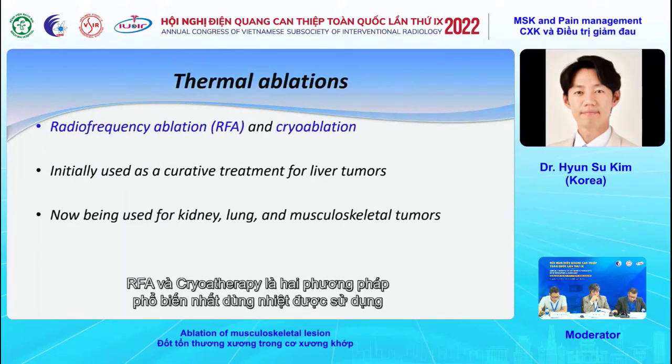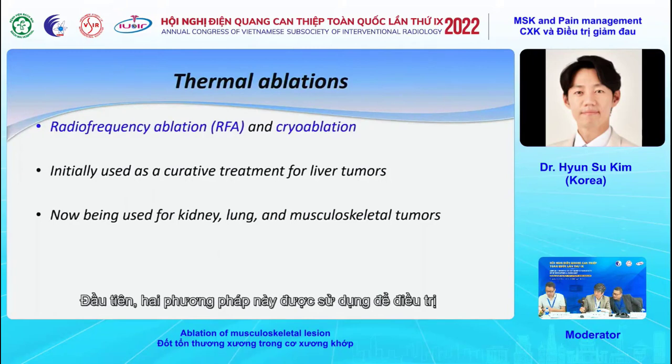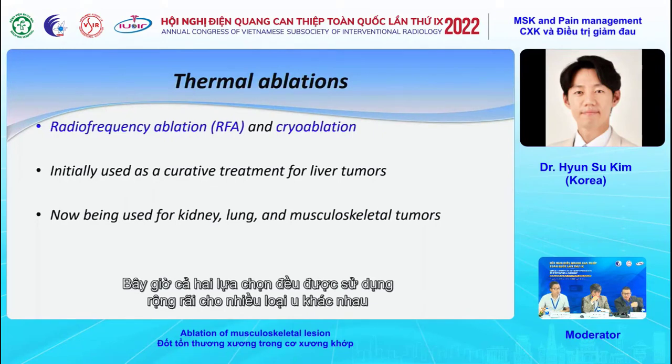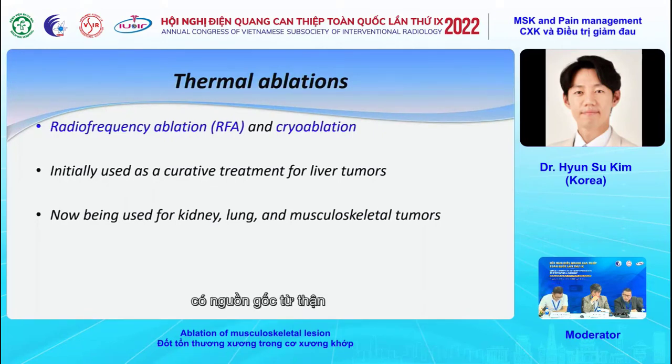RFA and cryotherapy are the two most common methods used for thermal ablation. These treatments were initially used for curative treatment of liver tumors. Now, both options are widely used for various tumors arising from the kidney, lung, and musculoskeletal structures.